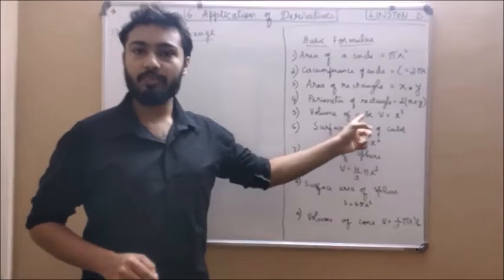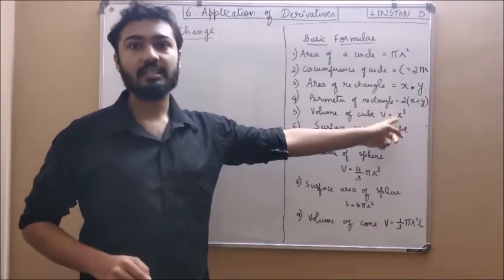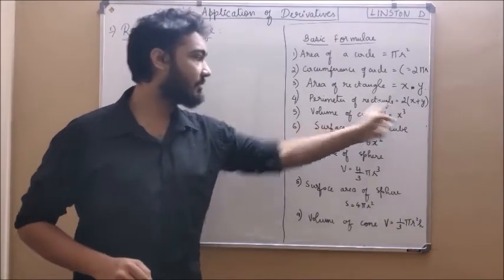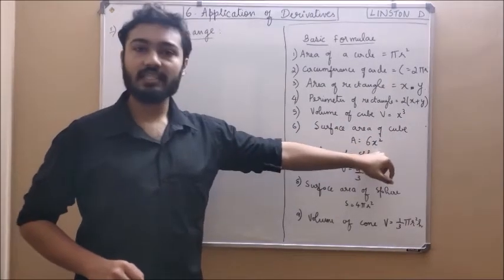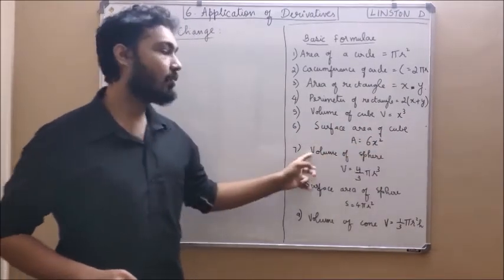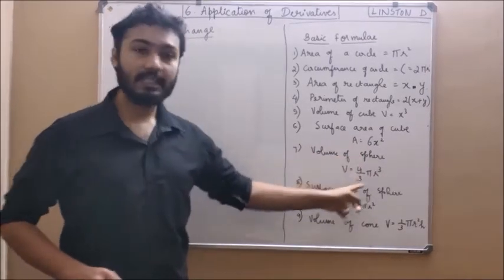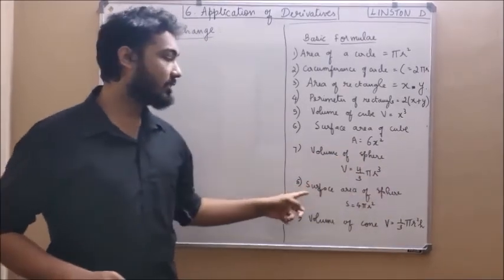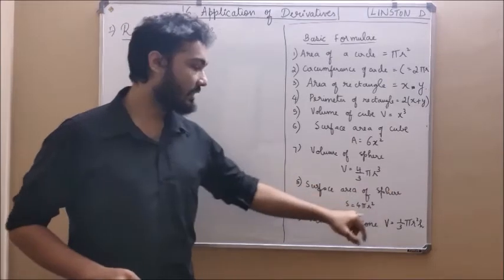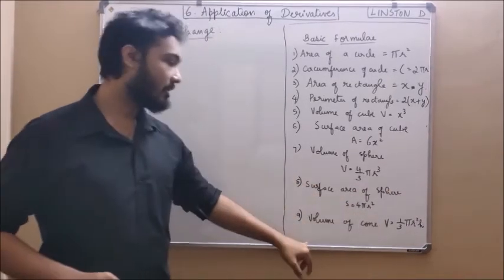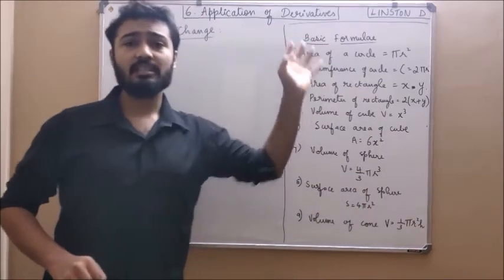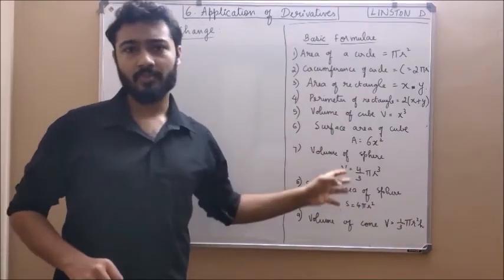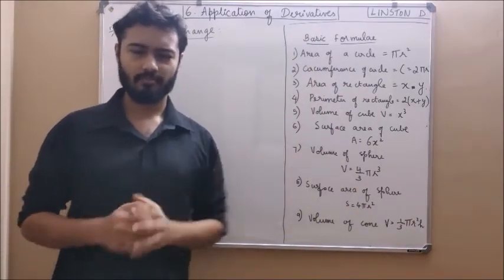Next, volume of cube is x cube, where you have taken the edge of a cube as x. Surface area of a cube is 6x square. Then volume of sphere is 4 by 3 pi r cube. Next, surface area of sphere is 4 pi r square. Then volume of a cone is 1 by 3 pi r square h. So these are some of the formulas which you need to know before going into this topic.